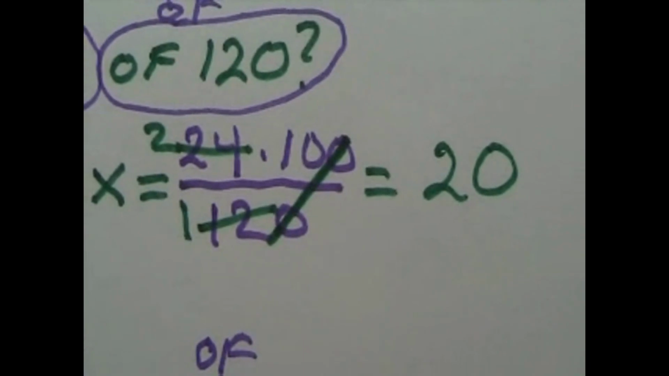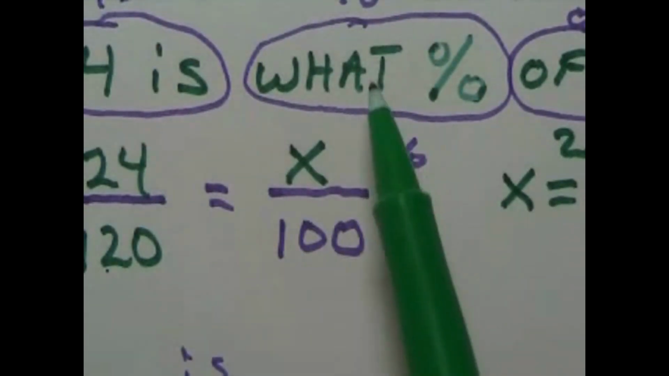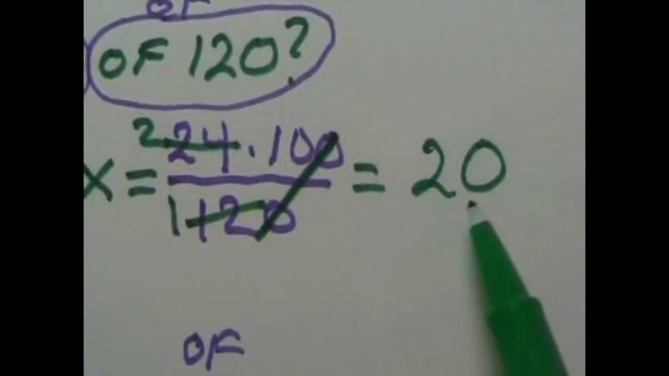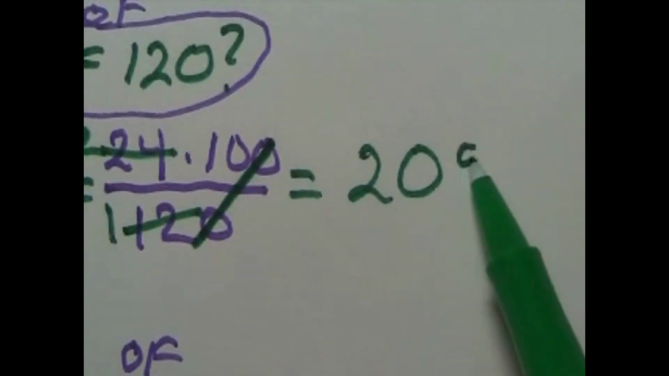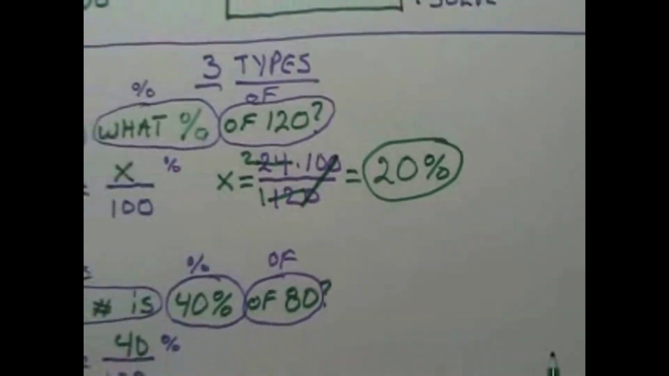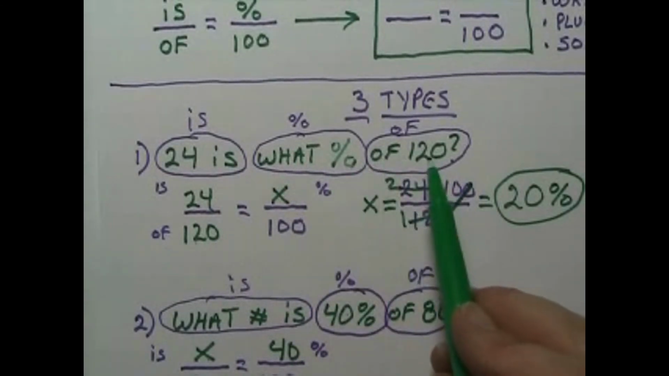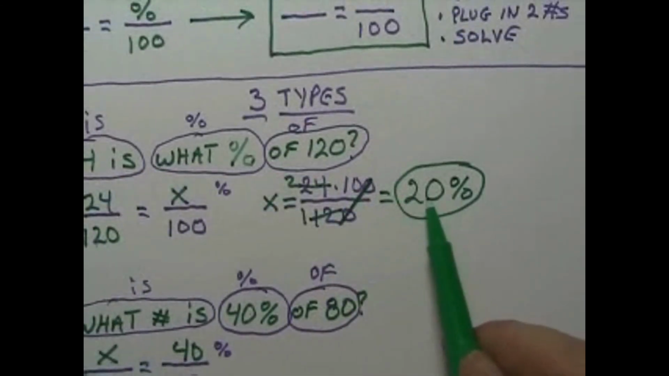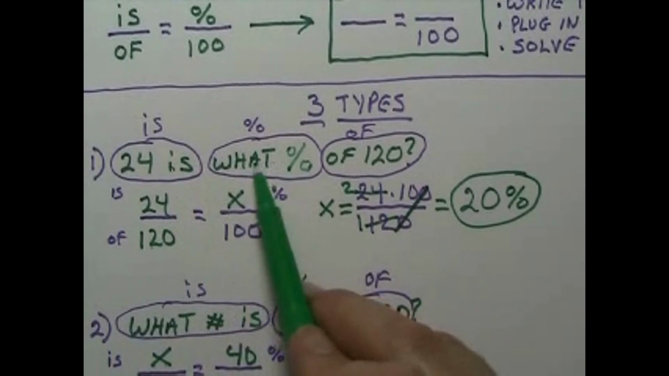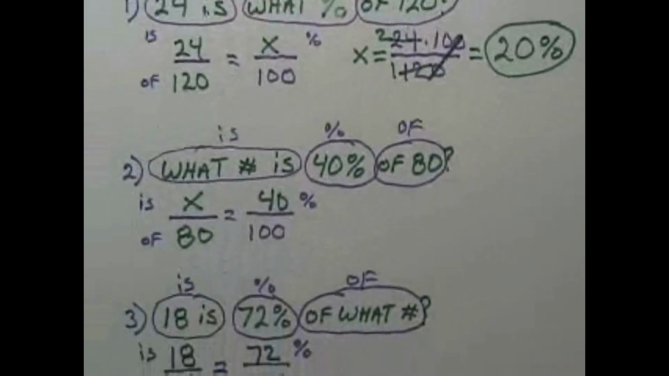The answer is 20. Now, what was I looking for? I was looking for percent. What percent? So this answer is 20%. Back to the question. 24 is what percent of 120? 20%. 24 is 20% of 120. Okay, let's move on to number 2.